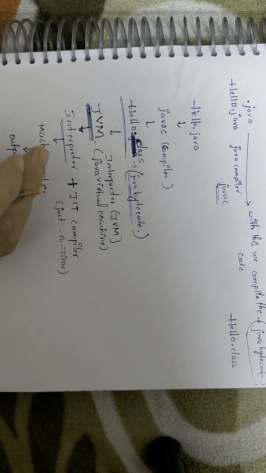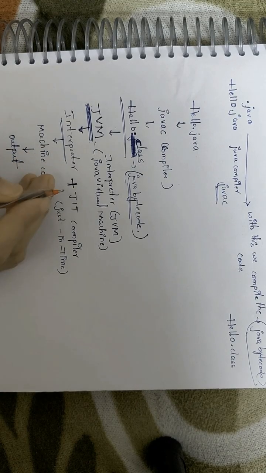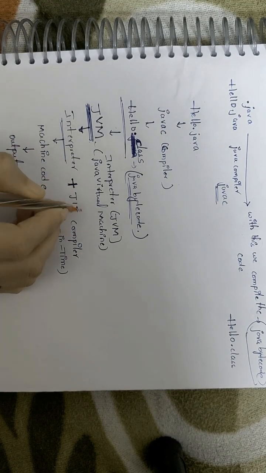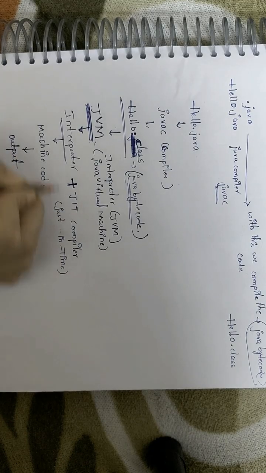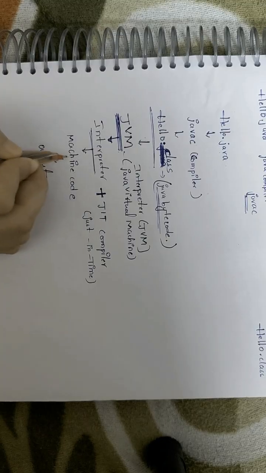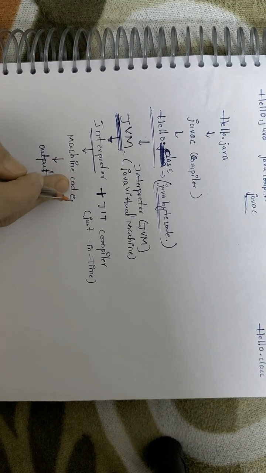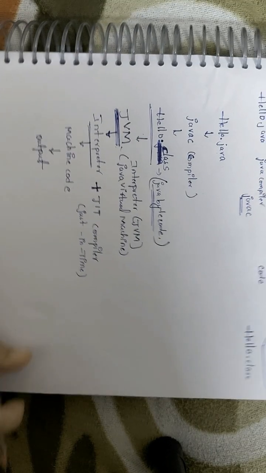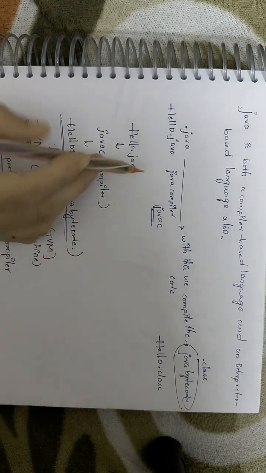our code line by line, so it takes some time. If you want it fast, you can also add a compiler here, and that is the JIT compiler. After the interpreter, the code is converted into machine code and given to the output. We will see it as a one by one process.